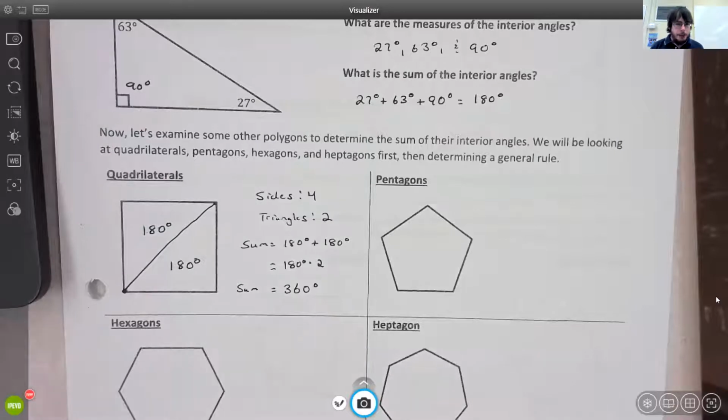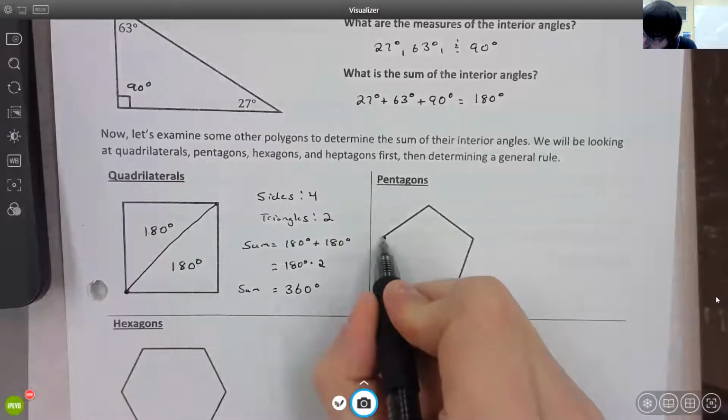Now, let's repeat that process for the pentagon. We're going to start from a point. It doesn't matter which point. And we're going to draw as many diagonals as we can. Regardless of the point you start at, it's always going to end up with the same number of diagonals. So I'm going to start from this leftmost point here.